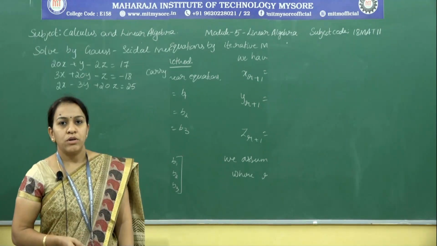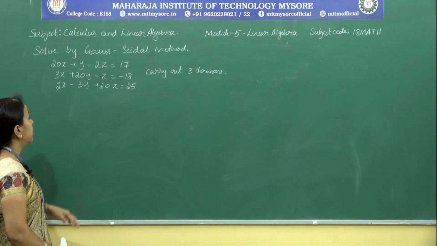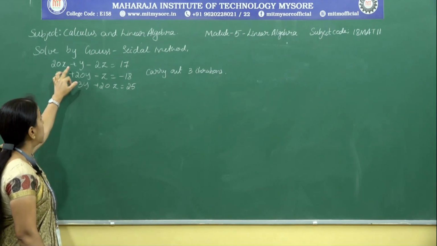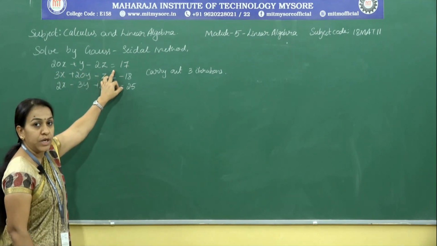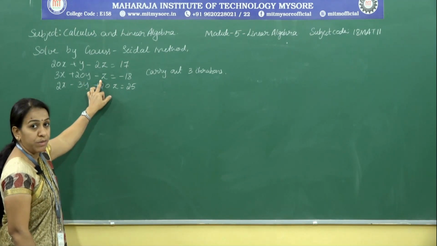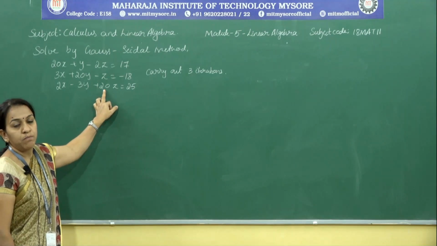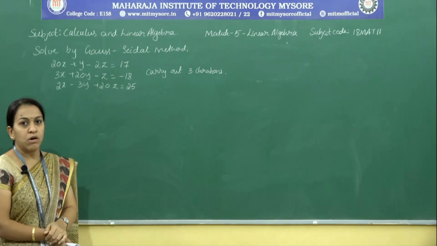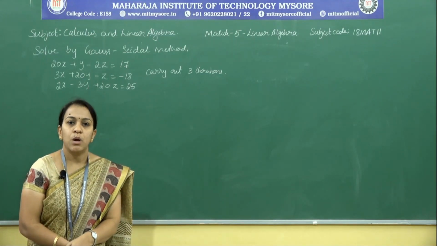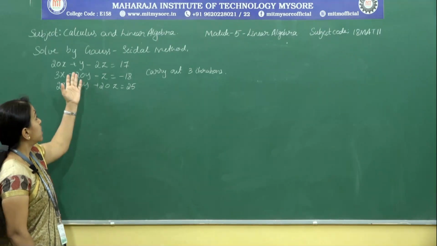So now let me solve the problems. The first problem is to solve by the Gauss-Seidel method the given system of linear equations: 20x plus y minus 2z equal to 17, 3x plus 20y minus z equal to minus 18, and 2x minus 3y plus 20z equal to 25. Before solving using the Gauss-Seidel method, we should check whether the diagonal elements are dominant, compared to the other two coefficients.